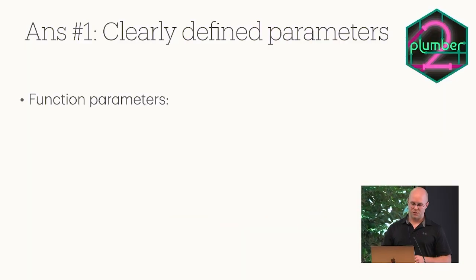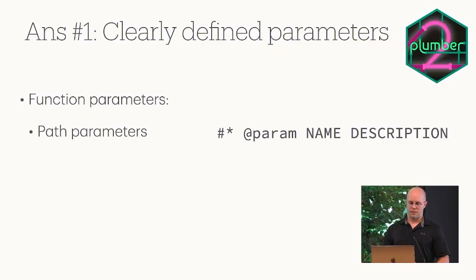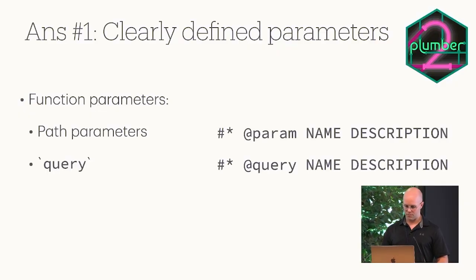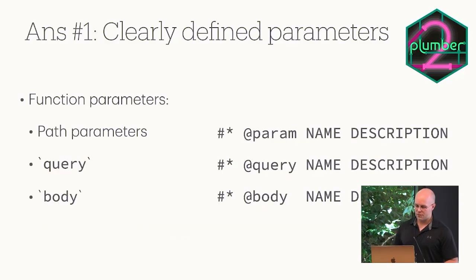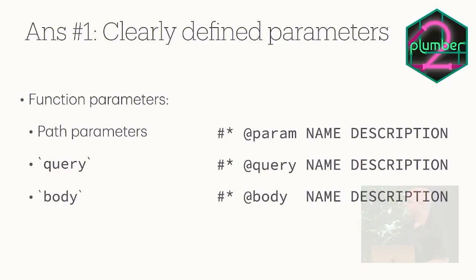So the answer in plumber2, these are going to be clearly defined. So instead of just a single at param, we're going to have at param for path parameters, so that still stays. We're going to use at query for any query parameter, and then at body for any body parameter. That way we can distinguish where things are coming from, and it's a one-to-one relationship. This also helps us in letting us know what should actually be passed into the function.